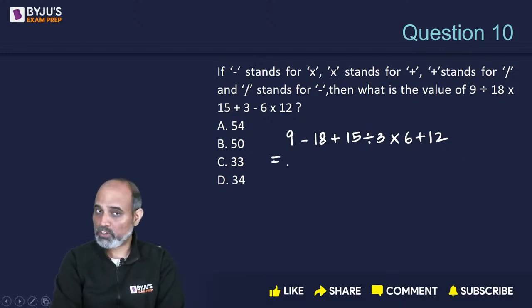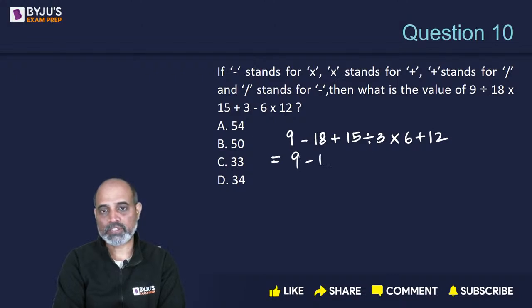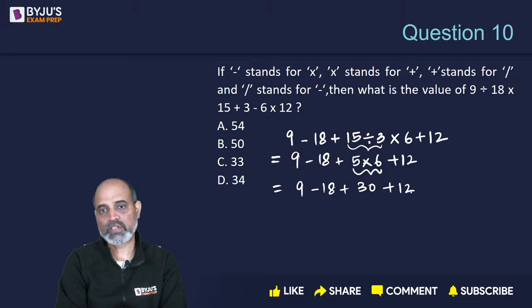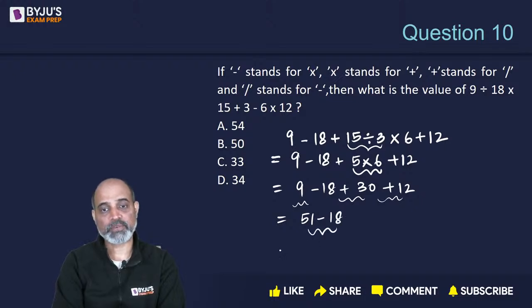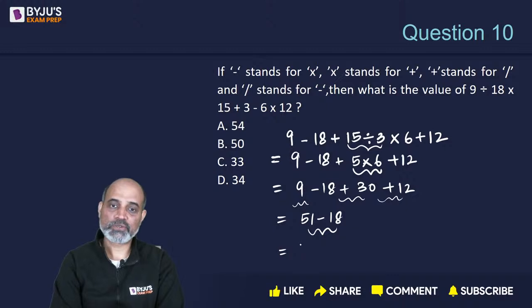Now using the rule of BODMAS, the first one to happen is division, so we complete this, which gives us 5 into 6 plus 12. The next one is multiplication, so we'll have 9 minus 18 plus 30 plus 12. Next comes addition. We have this addition, and we have addition at the beginning of 9 also. So we will have 30 plus 9, 39 plus 12, which is 51. So we will have 51 minus 18. Last is subtraction, so 51 minus 18 is going to give us 33.